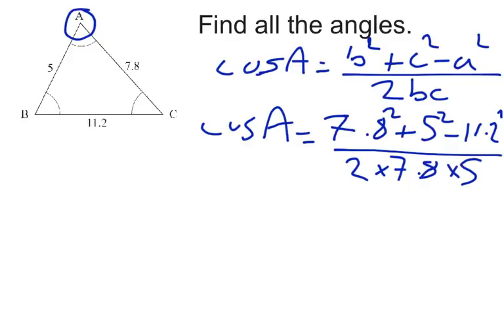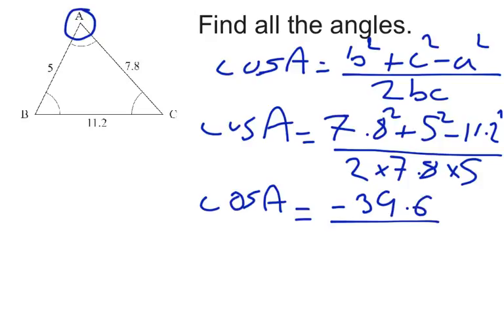When we calculate this, we get cos A equals minus 39.6 over 78, which is equal to minus 0.508. That carries on going.